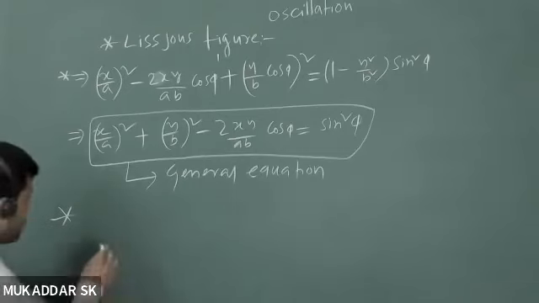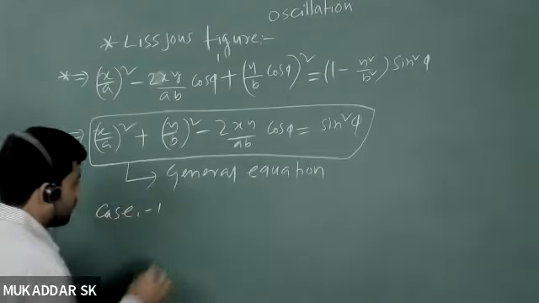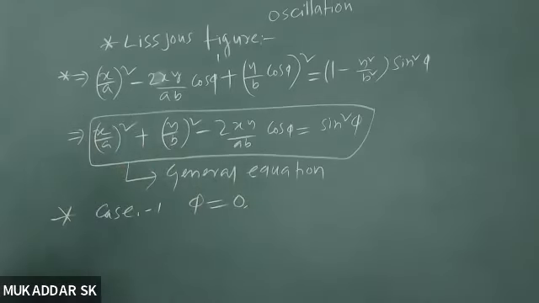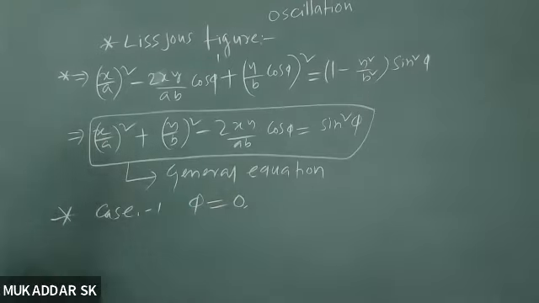Okay. So the first case we are going to discuss is when phi is 0. When phi is 0, what type of trajectory will the particle follow? If phi is 0, what kind of trajectory will the particle have? Okay, if you substitute phi as zero here, what will you get?